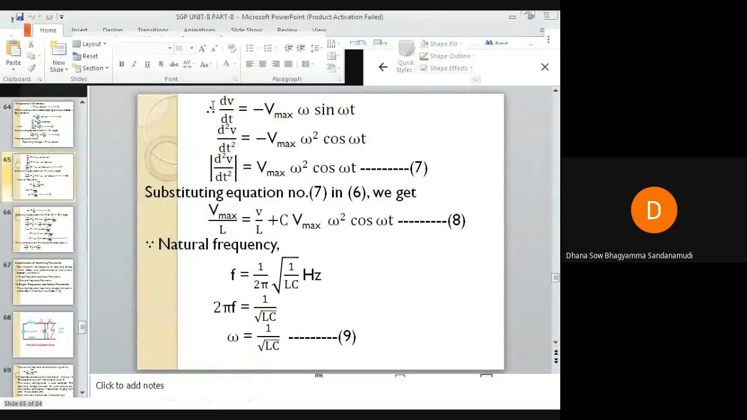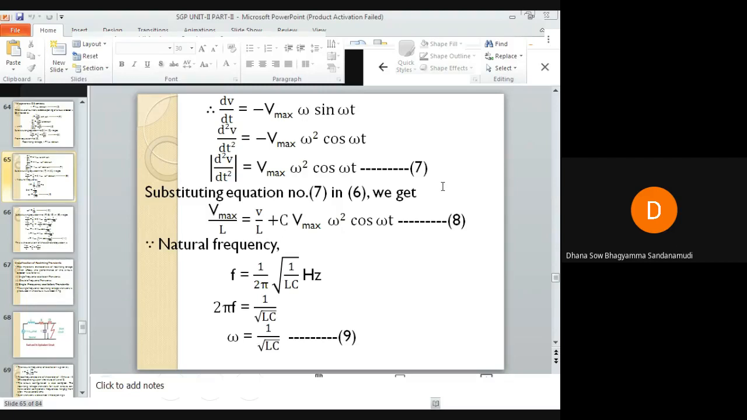Now differentiate V by dt. You will get minus V max omega sin omega t. Again differentiate dV by dt. d square V by dt square will be minus V max omega square cos omega t. So what is the magnitude of this d square V by dt square? That is V max omega square cos omega t. The minus will not be there. Assume it as equation number 7.